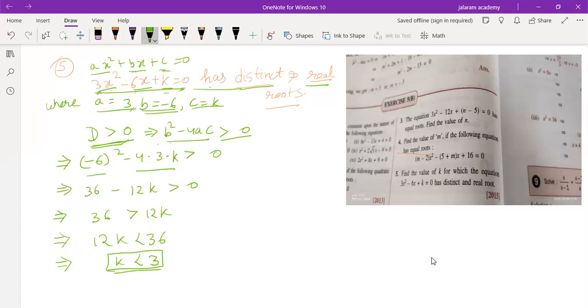It implies b square minus 4ac. As we know that value of discriminant b square minus 4ac is greater than 0. It implies value of b is (minus 6) whole square minus 4 into a, which is 3, into k is greater than 0. It implies 36 minus 12k is greater than 0. It implies 36 is greater than 12k when we transfer 12k to this side. And on it, reversing the inequality, left hand side becomes right hand side, and greater than becomes less than. Okay, and now if we divide both sides by 12, we get k is less than 3, k belongs to real number. Is that clear to you? This is the answer.